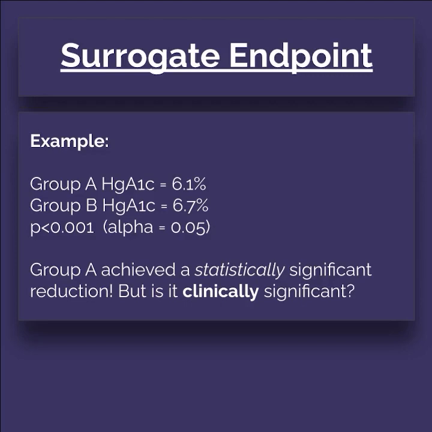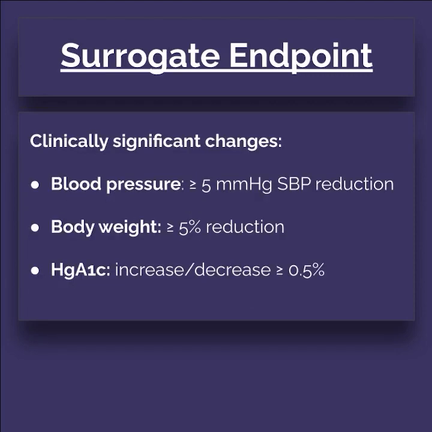Luckily, there are established thresholds for clinically significant changes in certain surrogate endpoints. And while these values don't exist for every surrogate endpoint, the most common ones tend to have them. For example, a clinically significant reduction for blood pressure is considered any reduction greater than or equal to 5 millimeters of mercury systolic. For body weight, any reduction greater than or equal to 5% of the total body weight. And for hemoglobin A1C, any increase or decrease greater than or equal to 0.5%.